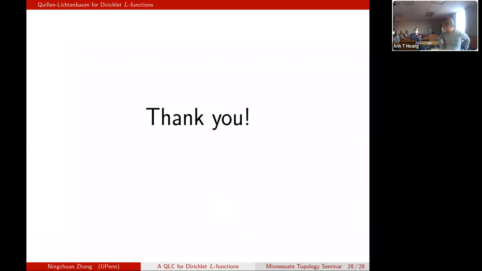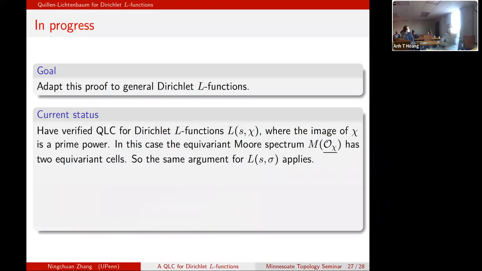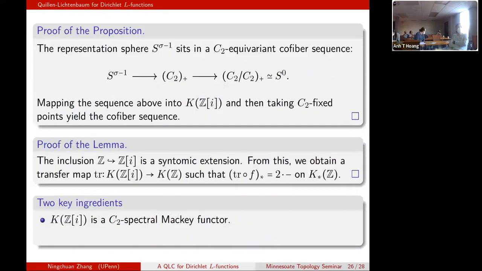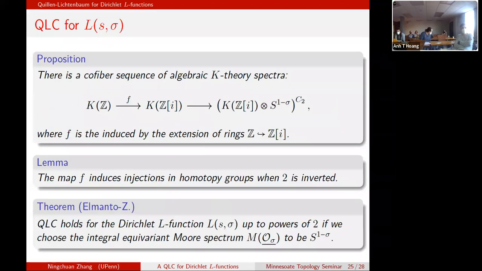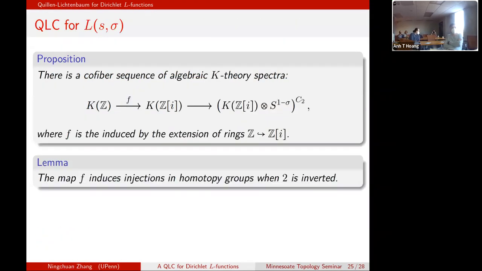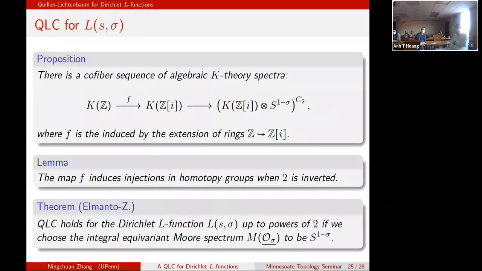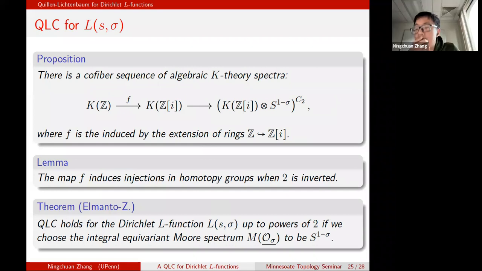Questions? Yes. In your construction, when you construct these Moore spectra and have problems with them, you're always going to be smashing them with some kind of algebraic K-theory spectrum. Do the problems with existence and uniqueness still exist in the category of KO_F modules? I believe so. I believe so.